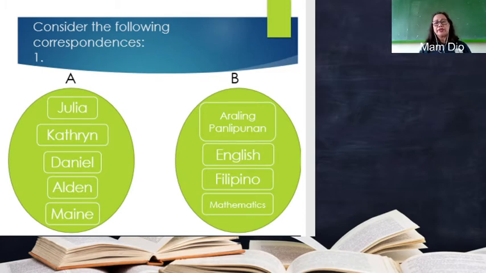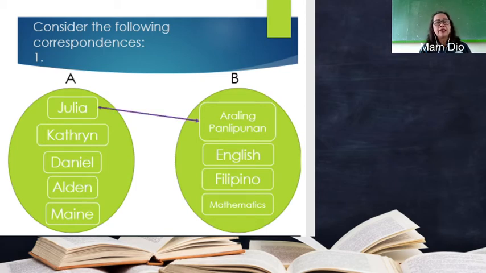Let's try to consider the following correspondences. As you can see, I have two sets, set A and set B. Notice that in set A I have the names of students, and for set B the corresponding favorite subjects. Now there is a relation from A to B because the student in set A corresponds to his or her favorite subject in set B.